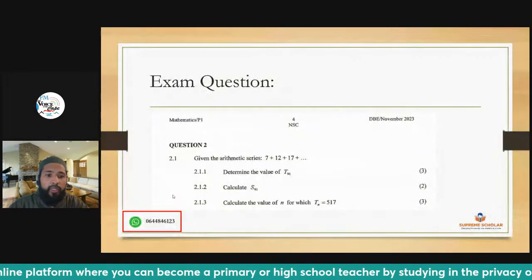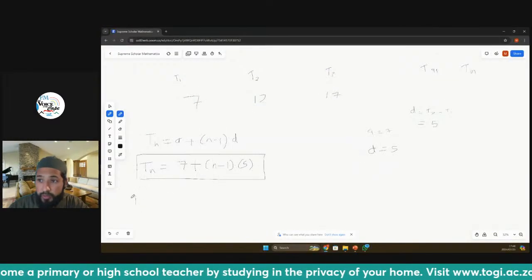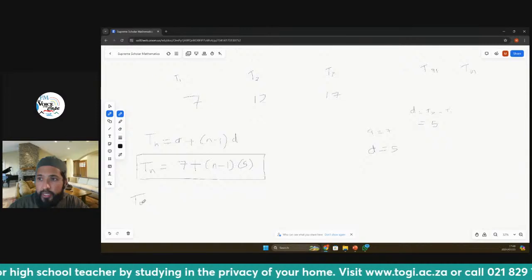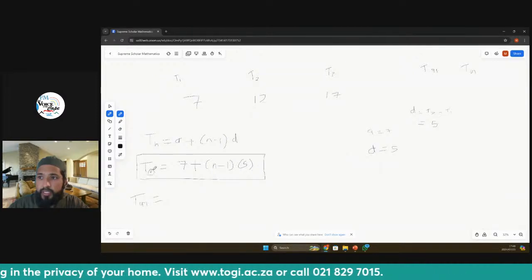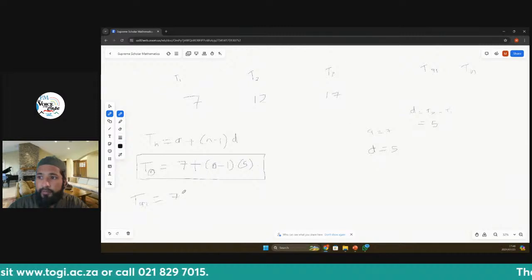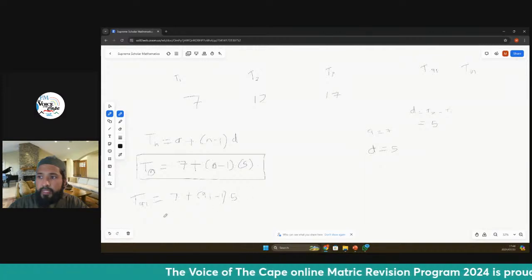And now they're asking us for t91. Well, what we simply will do here is we will say t91 is going to be equal to what? You see this n over here goes with that n over there, right? So we're going to say t91 is equal to 7 plus (91 minus 1) multiplied by 5. That's it, right?